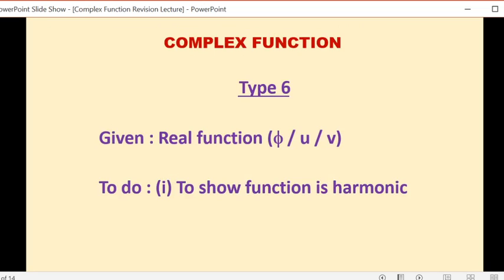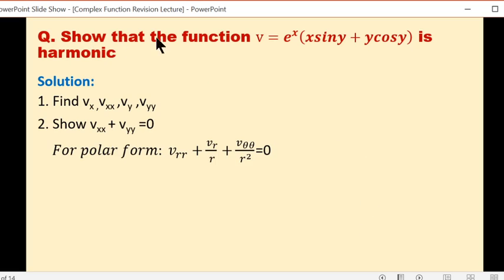Now we come to type 6. Type 6 is when you are given a real function. The function could be called by any name; commonly used names are phi or u or v. So you are given a real function and you have to prove that the function is harmonic. You have to show that the function is harmonic. Look at the example: show that the function is harmonic.